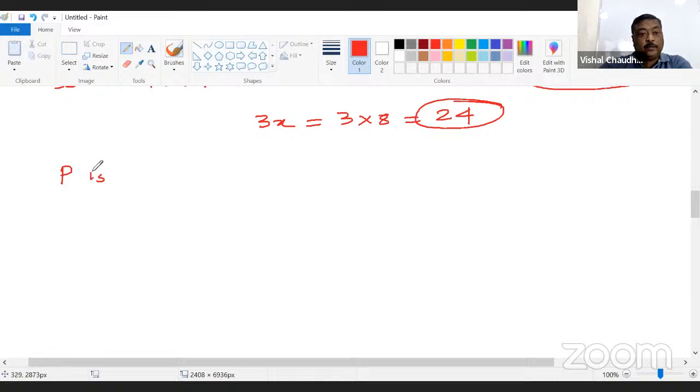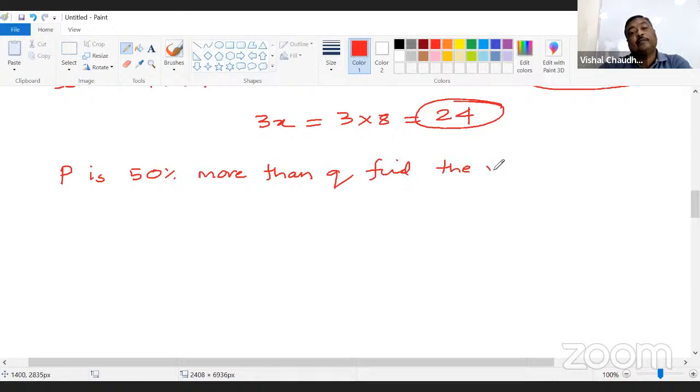Now it says P is 50% more than Q. Find the ratio of P to Q.